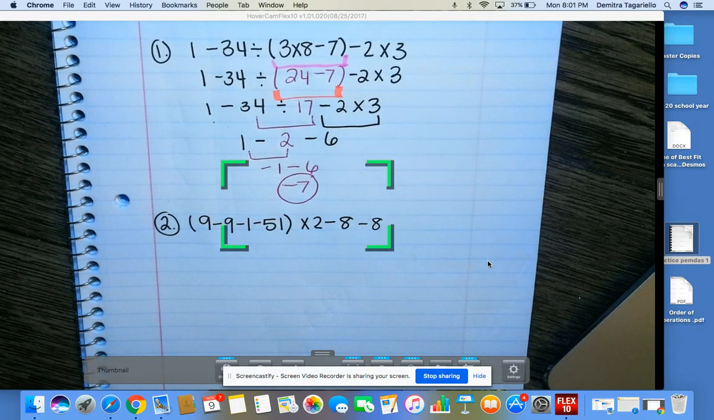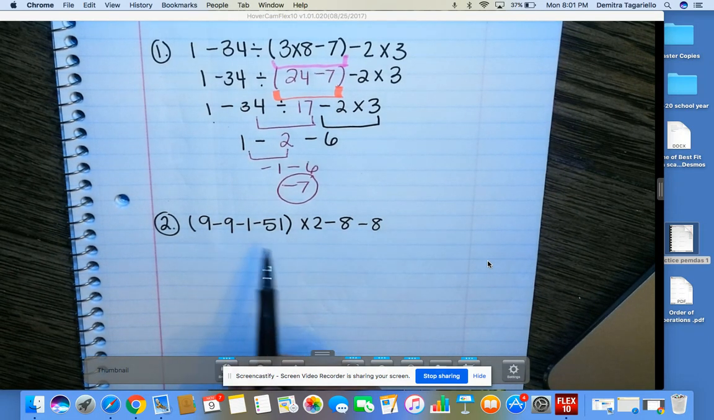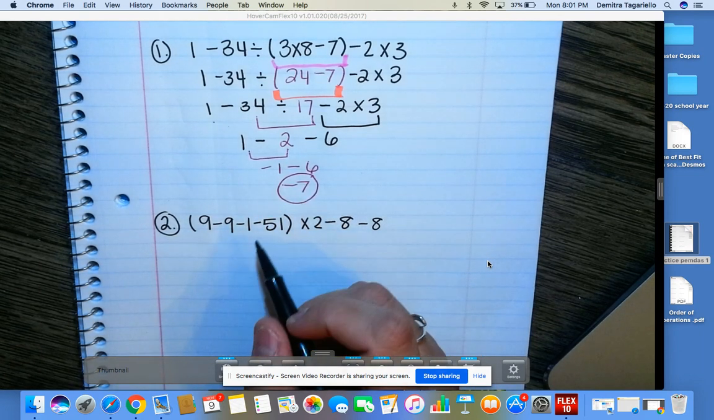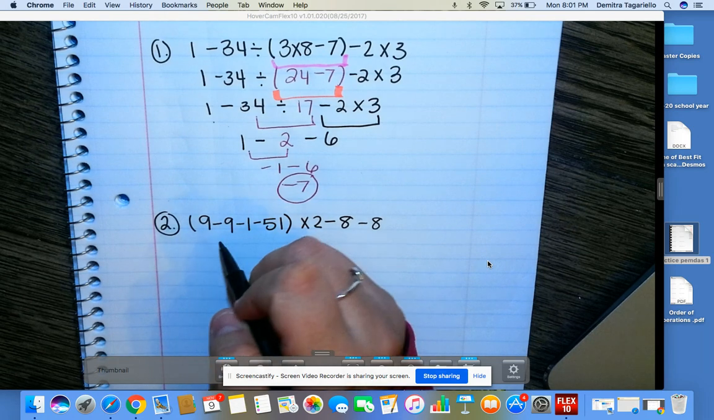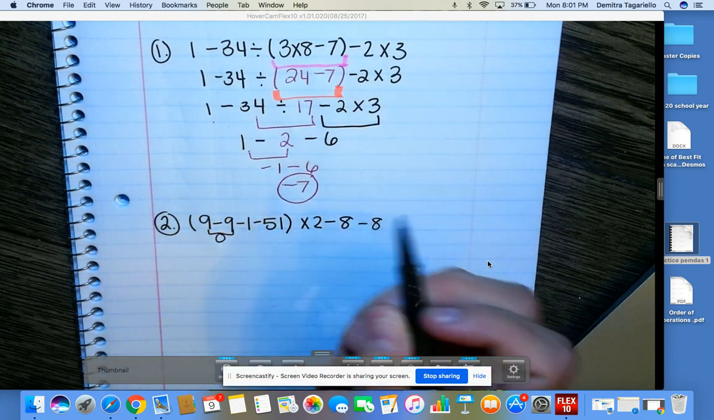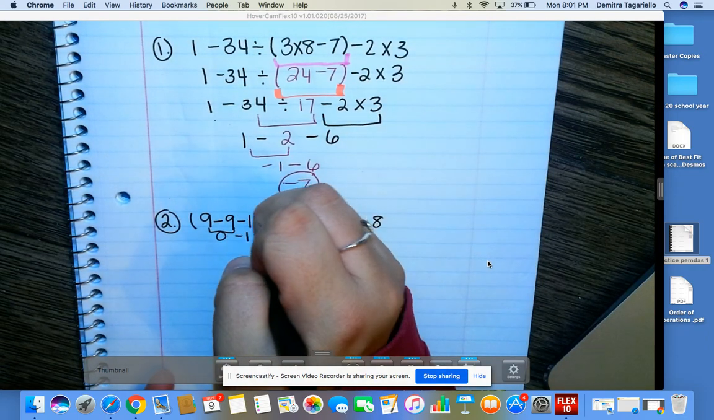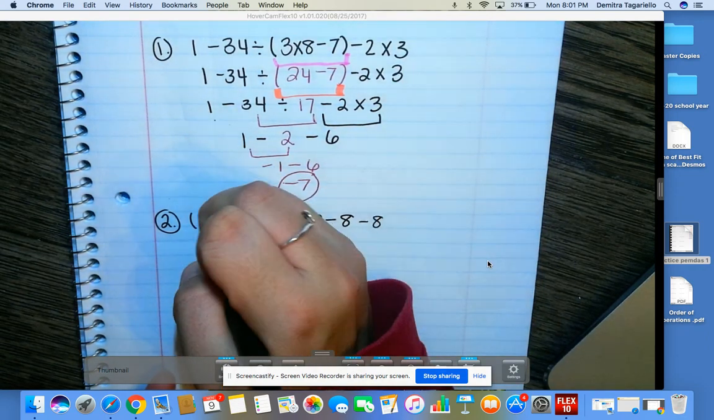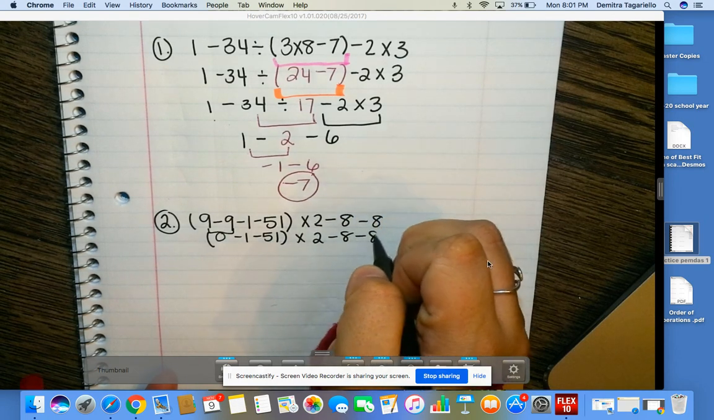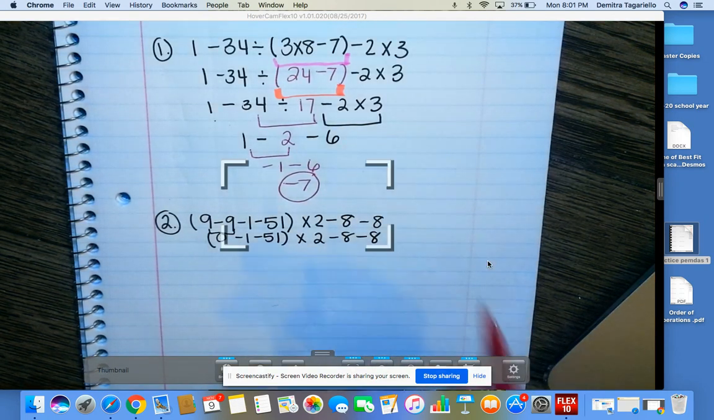Now let's move into the next example. Starting with parentheses first, it looks like I have all subtraction, so I would really just put this into a calculator, but 9 minus 9 actually gives you 0, okay? So I'm going to bring it down, so this is 0, okay? Minus 1, minus 51 times 2, minus 8, okay?